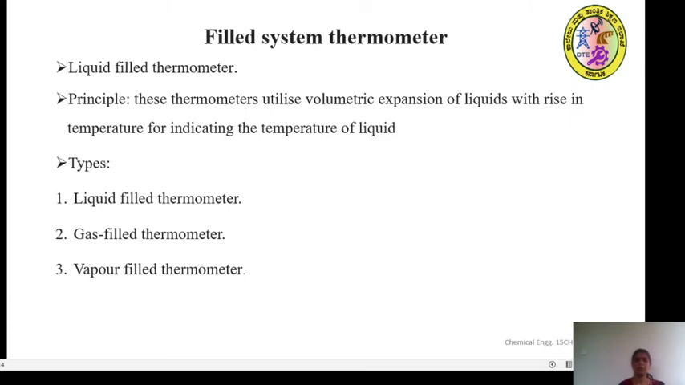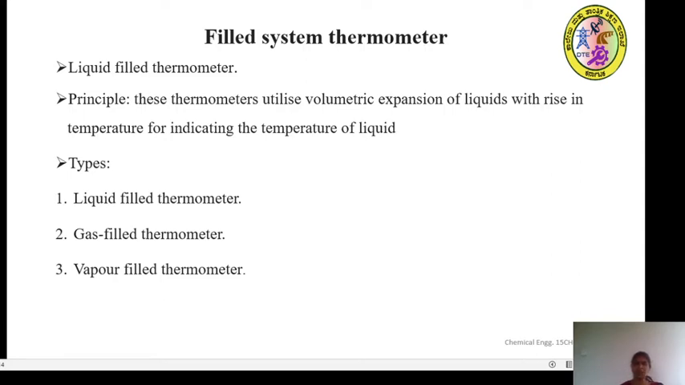Filled system thermometers again have three types: liquid filled thermometer, gas filled thermometer and vapor filled thermometer. In this session we will learn the liquid filled thermometers. The principle of working of liquid filled thermometers is that these thermometers utilize volumetric expansion of liquids with a rise in temperature for indicating the temperature of a liquid.